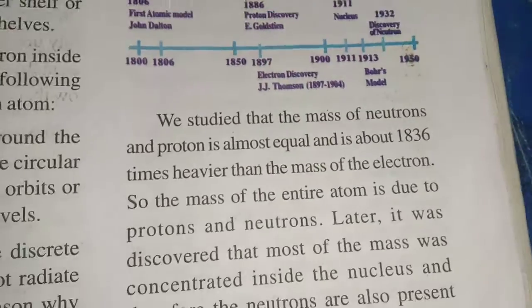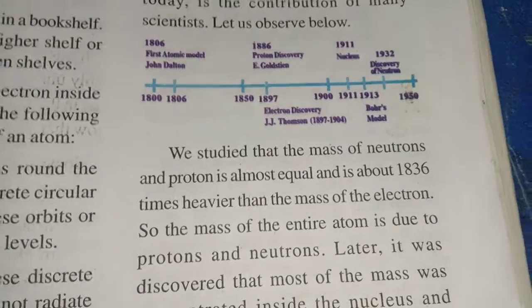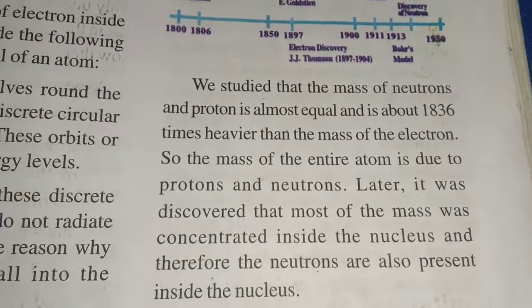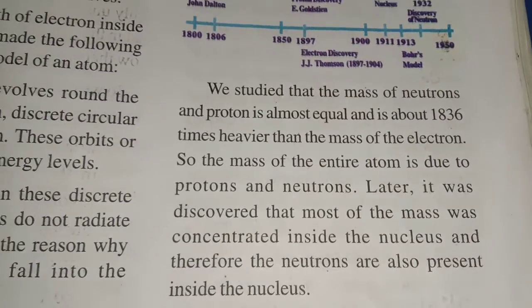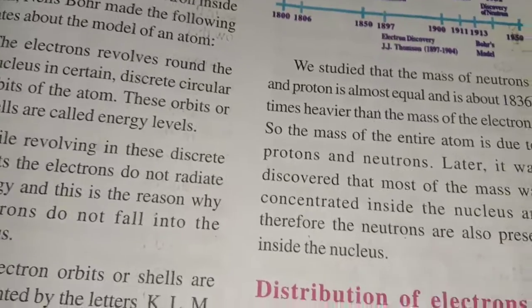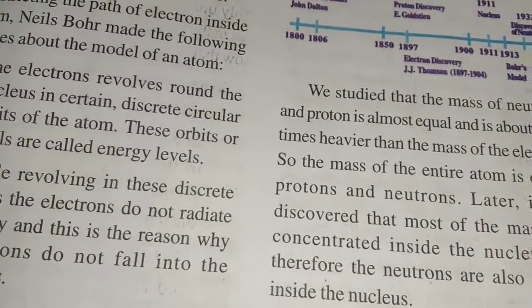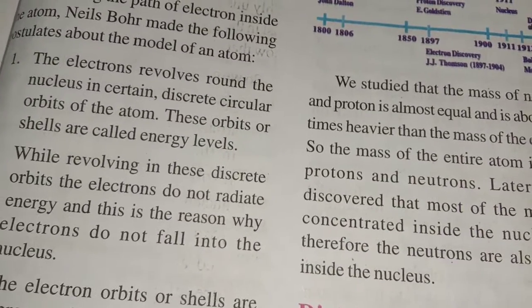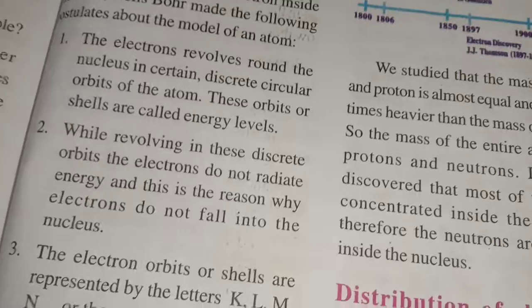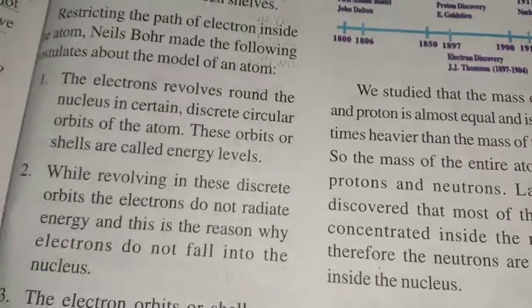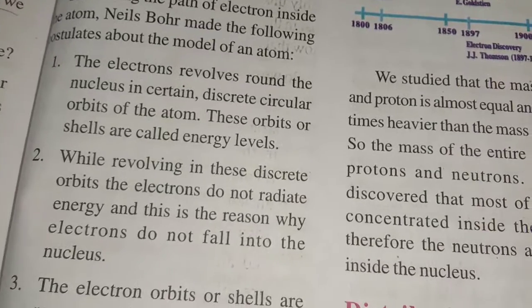We studied that the mass of neutrons and protons is almost equal and is about 1836 times the mass of the electron. So the mass of the entire atom is due to protons and neutrons. Later it was discovered that most of the mass is concentrated inside the nucleus, and therefore neutrons are also present inside the nucleus. So protons and neutrons will be inside the nucleus, and electrons will be around the nucleus, revolving in particular orbits without releasing any energy, and electrons will not fall down. This is decided by Bohr's model.